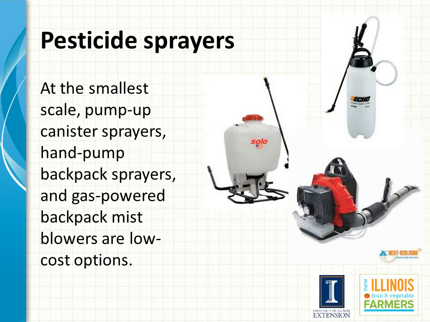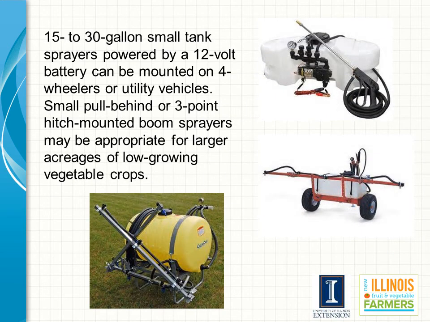Both conventional farms and organic farms will have the need for sprayers on a variety of scales to apply products. Backpack hand pump, electric, and gas-powered sprayers are the entry-level setups. Though low in cost, they are not effective at applying products evenly over larger areas. 15 to 30 gallon small tank sprayers powered by 12-volt batteries can be mounted on four-wheelers or utility vehicles. There are also small pull-behind or 3-point hinge mounted boom sprayers that may be appropriate for larger acreages of low-growing vegetable crops.